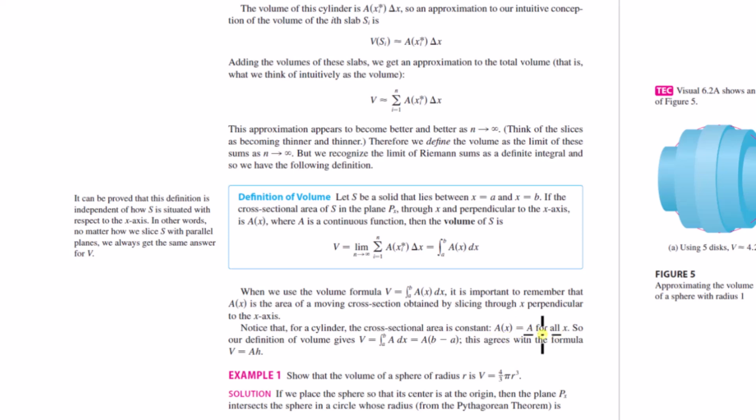It's the same for all x. So the definition of volume just gives, it's A times (b minus a) times the height, the area of the base times the height. And this agrees with the formula for a right cylinder, the volume of a right cylinder, V is equal to A times h.